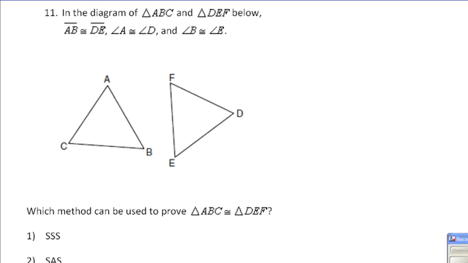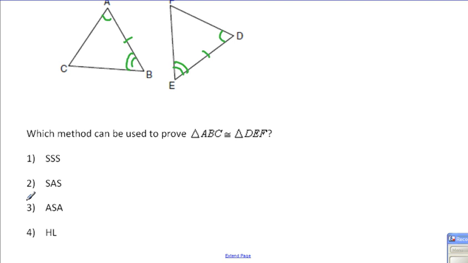Alright, here we have side AB is congruent to DE, and angle A is congruent to angle D. Now angle B is congruent to angle E. We realize that it is angle side angle. Angle side angle. That becomes our final answer.